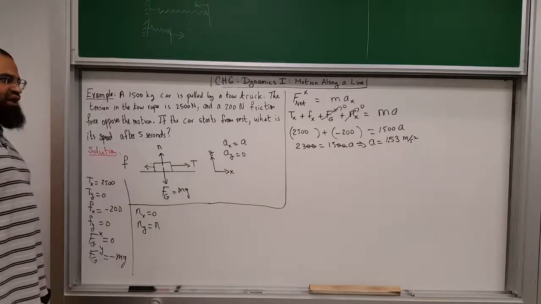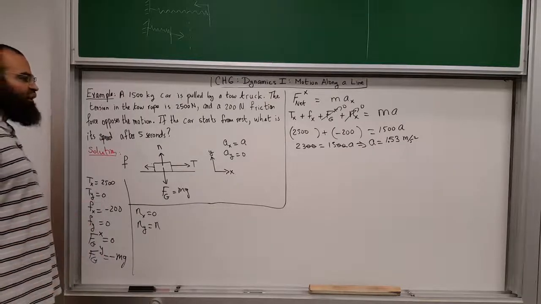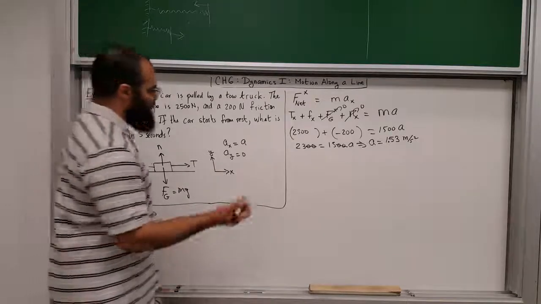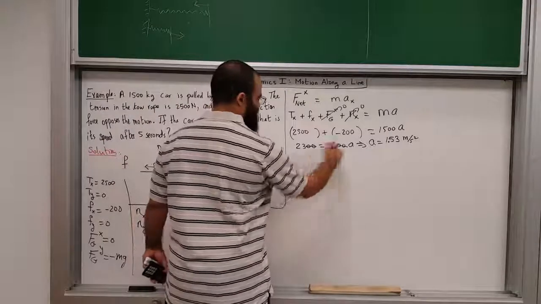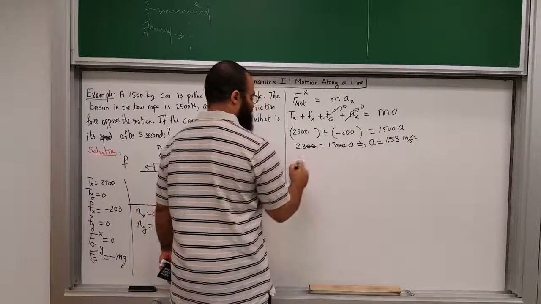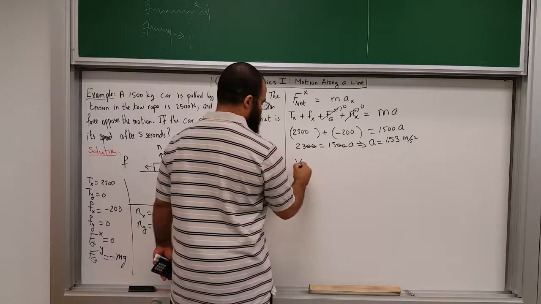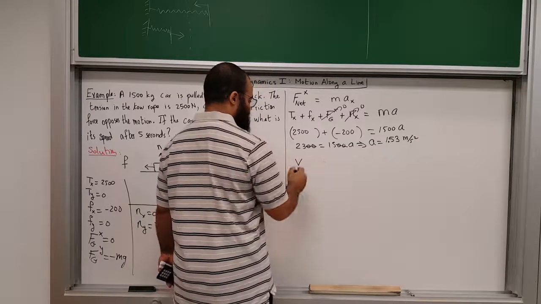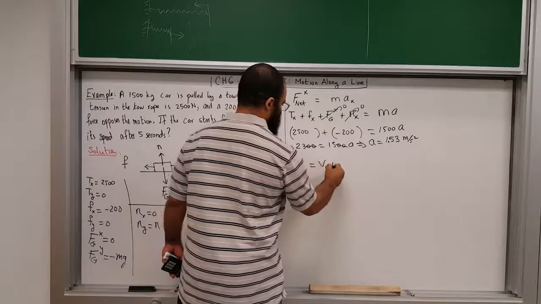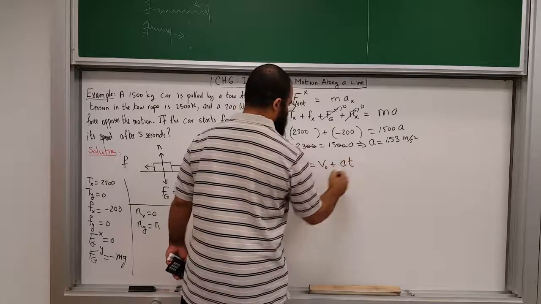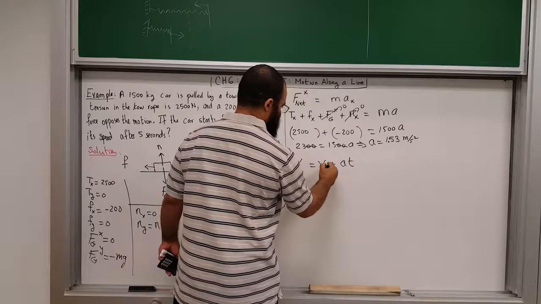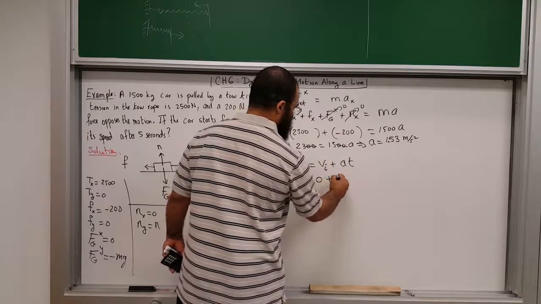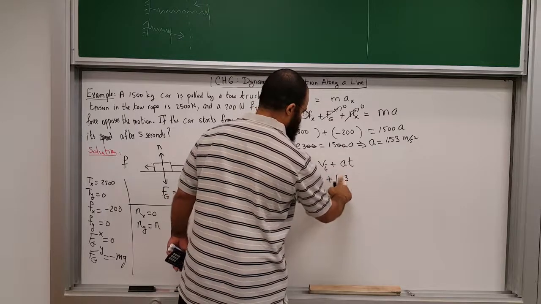So once you find the acceleration, now you can go back and use kinematics. It says if the car starts from rest, what is the speed of the car after 5 seconds? Well, I know that's motion at constant acceleration here. The acceleration is constant because the forces are constant. You got the x component of velocity, obviously, because there is no motion in the y direction, will equal the initial velocity plus the acceleration times the time. So the initial velocity was 0, it started from rest, and the acceleration is 1.53.